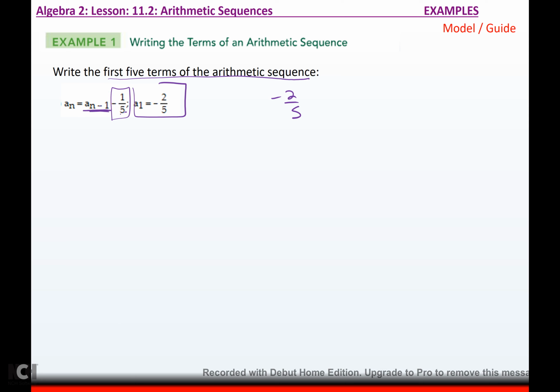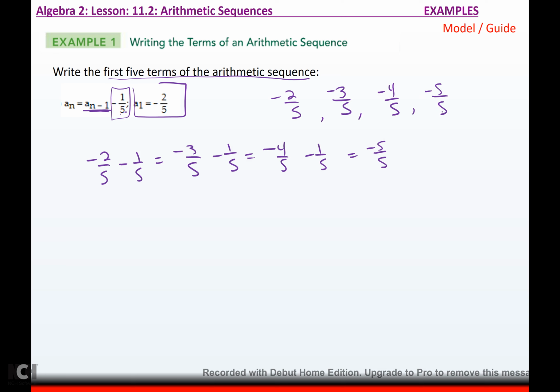Okay, so without doing all the math, if I start with negative 2/5 and I subtract 1/5, that's going to be negative 3/5. If I subtract 1/5 from that, that's going to be negative 4/5. If I subtract 1/5 from that, that's going to be negative 5/5. And then there's your first 5 terms, 1, 2, 3, 4. So then if I subtract 1/5 from that, I get negative 6/5.